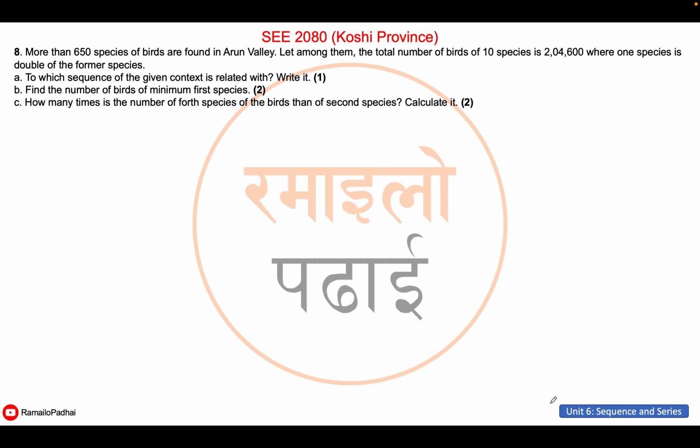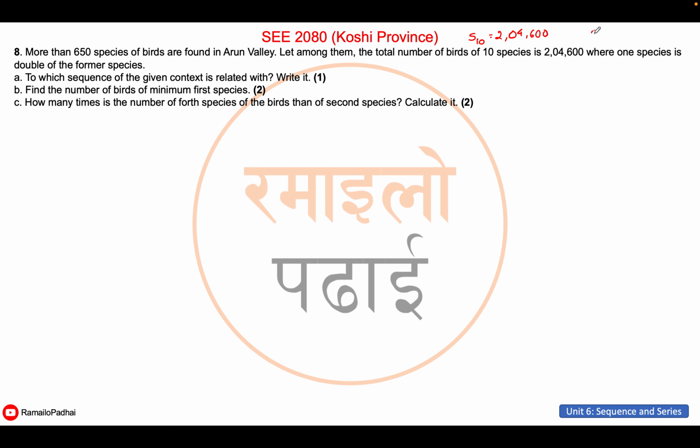Today we are going to solve a question from Unit 6 sequence and series that was asked in question number 8 of SEE 2080 Koshi Province. The question says that more than 650 species of birds are found in Arun Valley. Let among them the total number of birds of 10 species be 2,04,600. So they are giving the sum of birds of 10 species, S10, which is 2,04,600, where one species is double the former species.